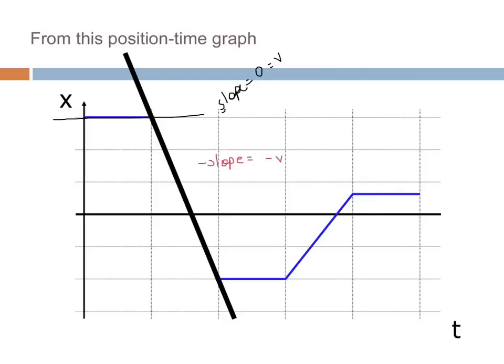Meaning I have a negative velocity at this point. Same thing here. 0 slope, 0 velocity. Positive slope, positive velocity. Again here, 0 slope, 0 velocity.